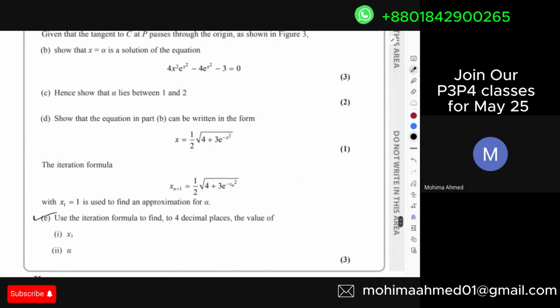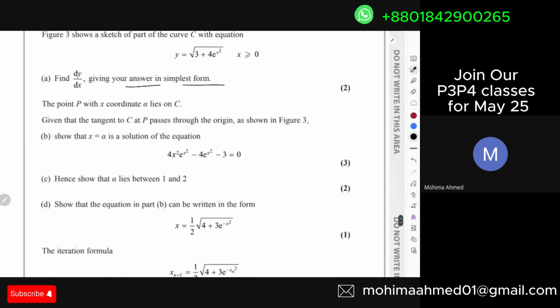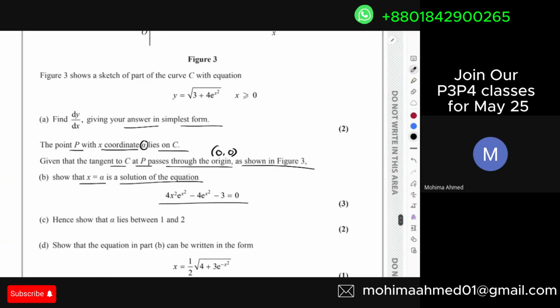Part A is done. For part B, they are saying that point P with x coordinate alpha lies on C, and given the tangent at point P passes through the origin, that means the coordinate 0, 0, as shown in figure 3. So show that x equals alpha is a solution of this equation. Okay, if x equals alpha is going to be a solution for this equation, I have to work with the differentiated equation this time.